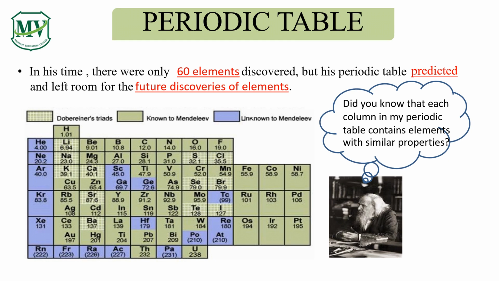The picture above shows the elements that Dmitry Mendeleev discovered. The yellow-green are elements known to him, while the purple ones are not.